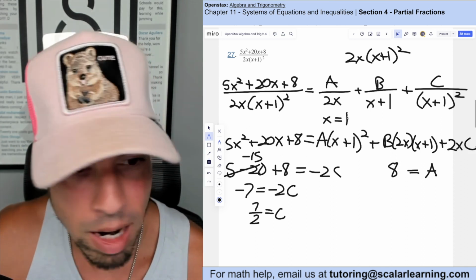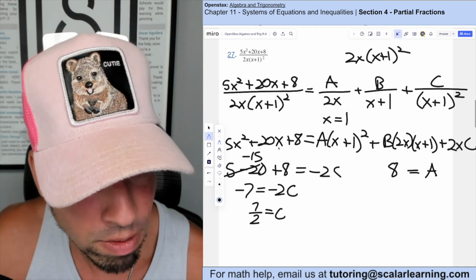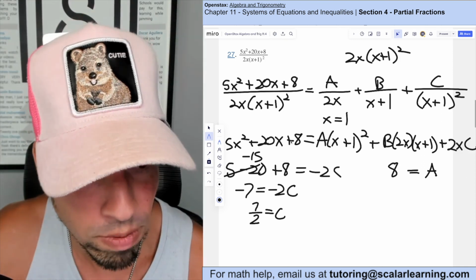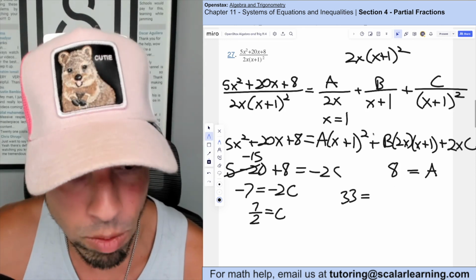But now we're going to plug in everything, right? So 1 is going to go in. So we got 5 times 1 squared, which is 5, plus 20 times 1, which is 20. So that's 25 plus 8 is 33. And then is equal to, now we're going to plug and chug.